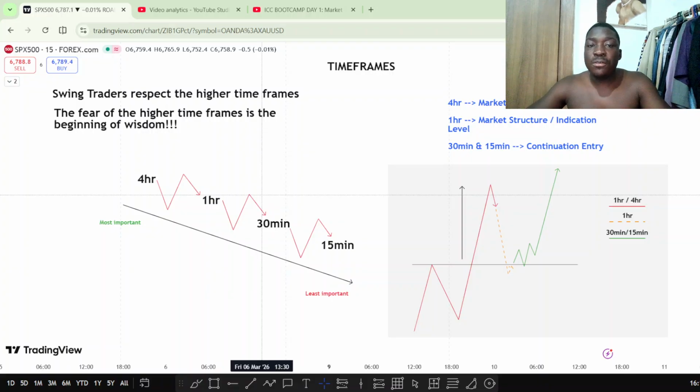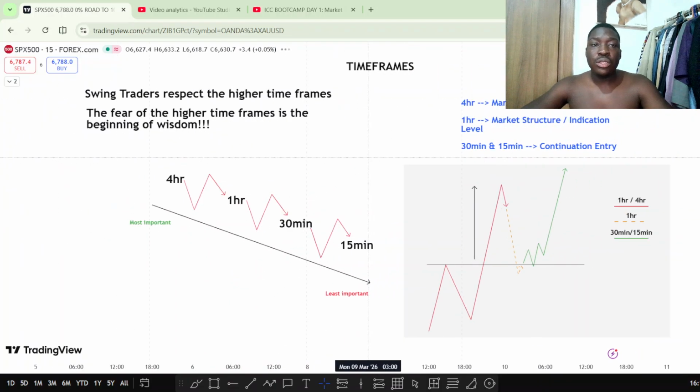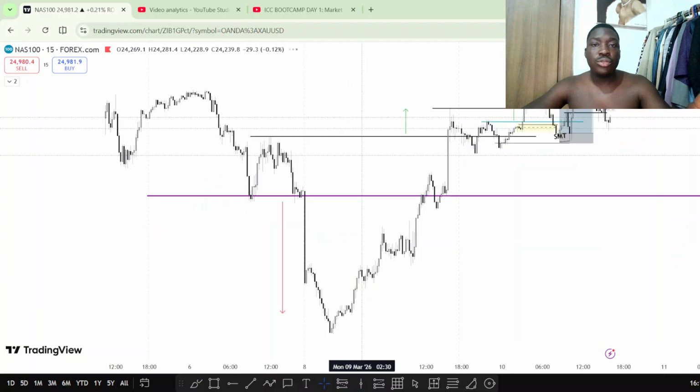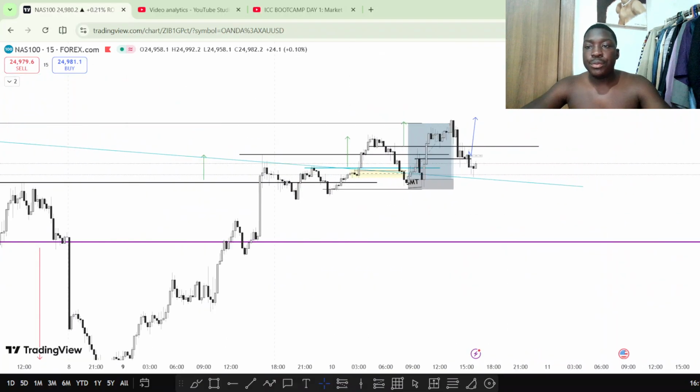Don't be intimidated. Don't feel like this looks too easy. It's probably not good. No, it's not, bro. Trust me. No, it's not. Let me show you a trade I caught today with this strategy. Yeah, it was this.